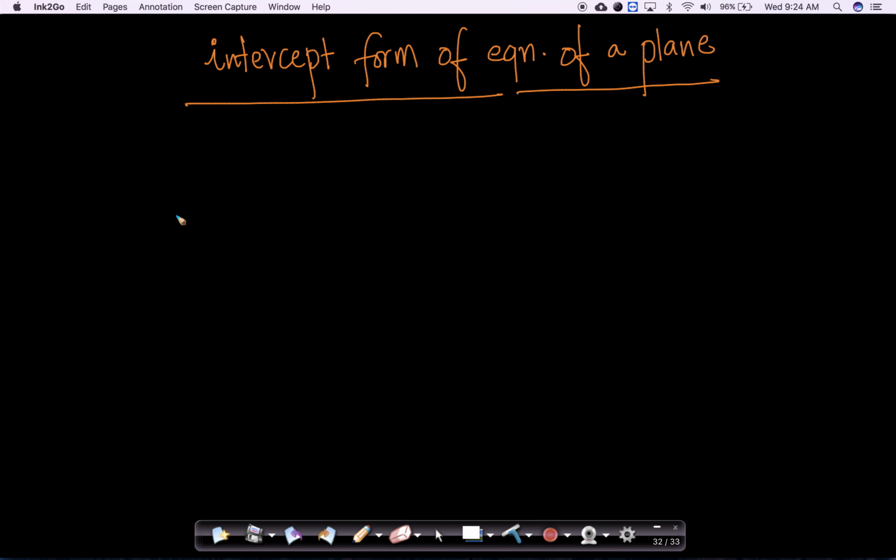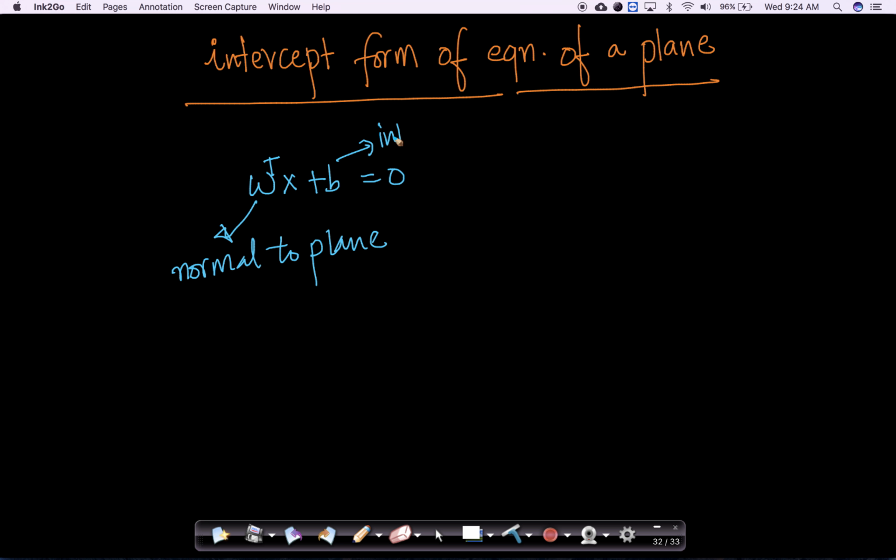A lot of our students have asked us, what is the intercept? Imagine you have a plane like this, W transpose X plus B equals 0. We often say that W here is the normal to the plane, and B is the intercept term. This is what we introduced.